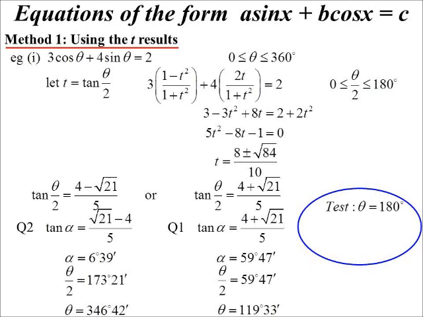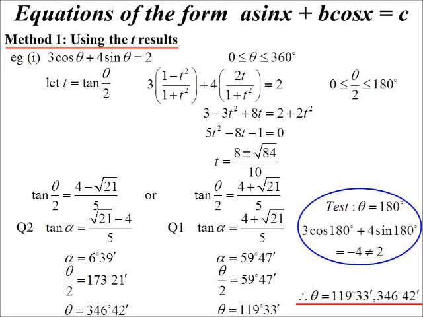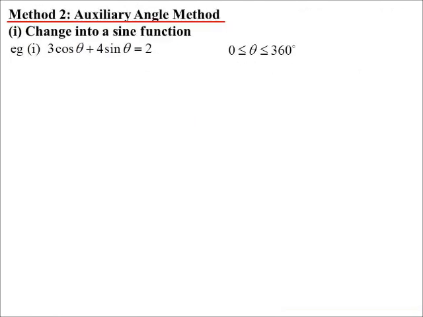So if you're using the t results, you need to test. I think I actually mucked this up, but sine 180 is actually 0 and cos 180 is negative 1. So it should have been negative 3 equals 2, but it still doesn't work either way, but I got lucky there. It doesn't work. Now, people love using the t results because we're so comfortable with algebra. But I've got to tell you, this is more efficient.